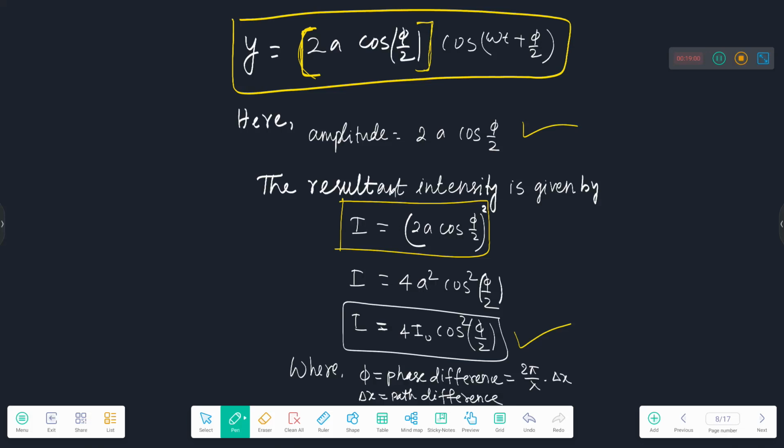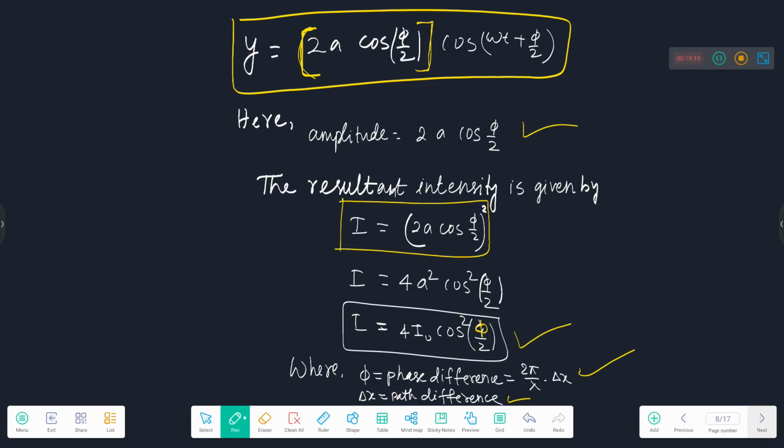Now next, listen: phi is basically called the phase difference. The phase difference is 2 pi by lambda into delta x, and delta x is basically called the path difference. So if the path difference is given, you can come to the phase difference, and after that you can come to the intensity.